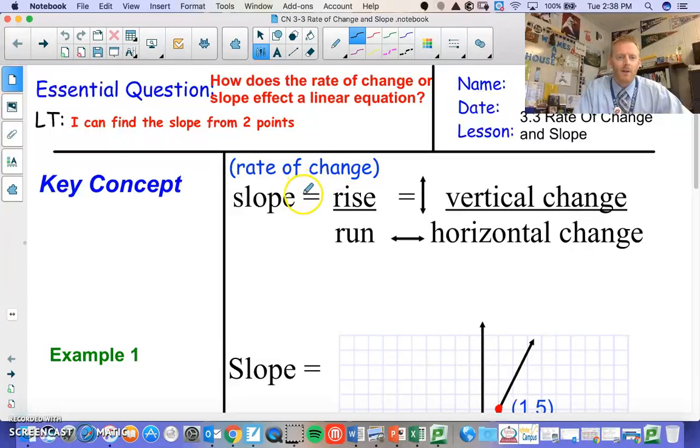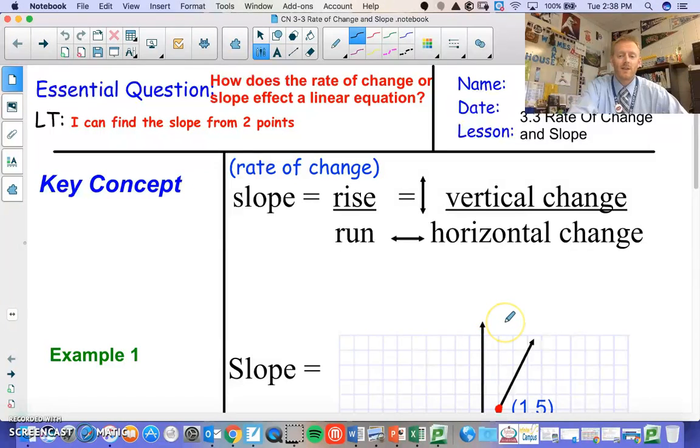So our big job is to be able to find the slope from 2 points. Those 2 points might be on a graph, or they might just be 2 points that we look at and find the slope from. Remember that slope is the rate of change. It is the rise over the run. It's the vertical change over the horizontal change.